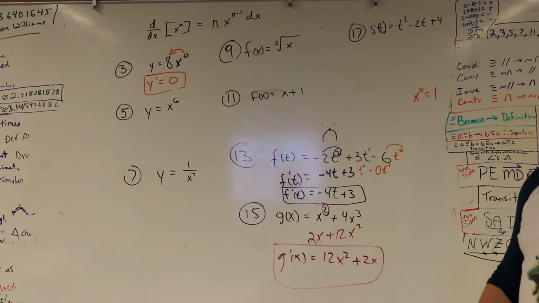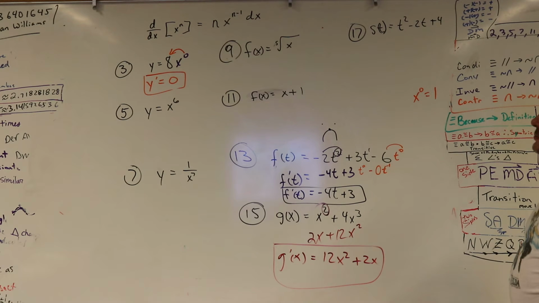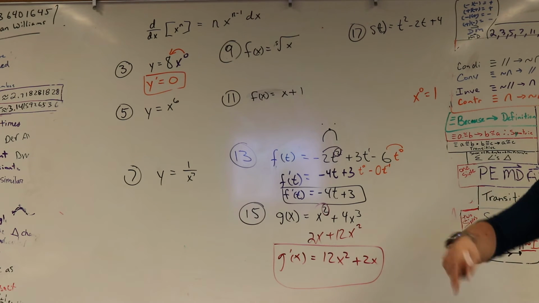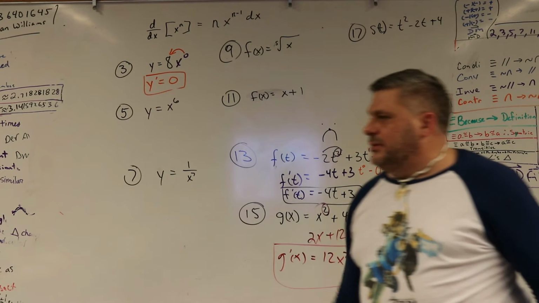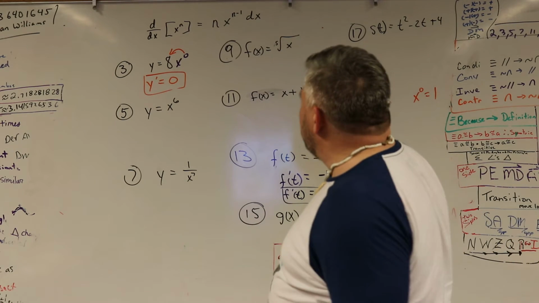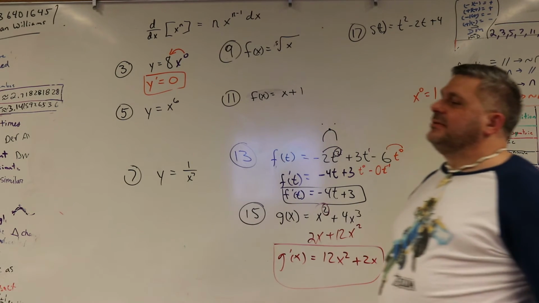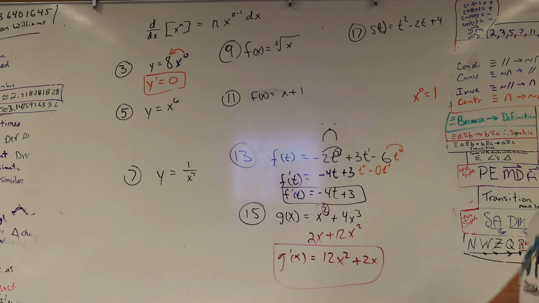So, that little apostrophe thing, that's derivative? Yeah. Or prime. That's the first derivative. And if you do two derivatives, then you would just do it again. But with the quotation mark? Yeah, you'd have two quotation marks on the second derivative.